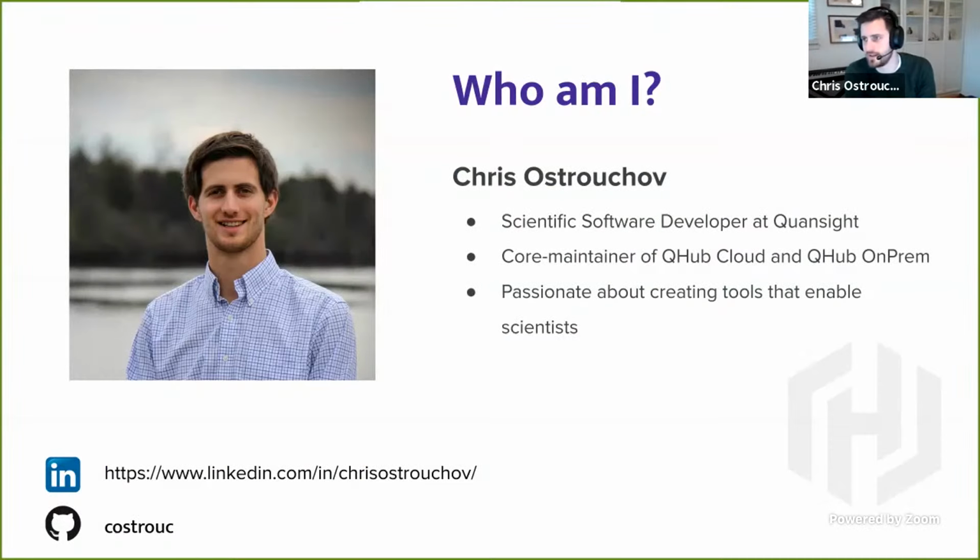So a little bit about myself. My name is Chris Ostrikov. I'm a scientific software developer at Quansight. And I'm just really passionate about creating tools that enable scientists of all backgrounds, numerical computing, domain-specific material science, mechanical engineering, you name it, just trying to build tools that help them out there.